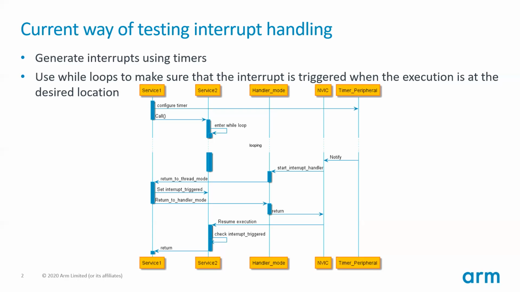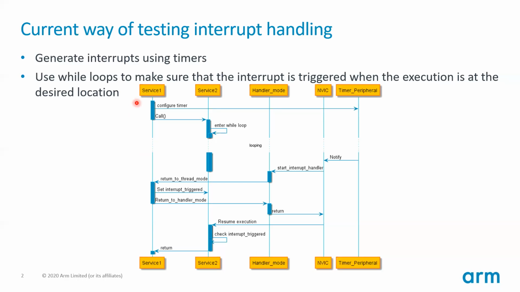The way it goes today is that we use actual timer peripherals to trigger the interrupts, and we want the interrupts to be triggered at a specific location during code execution. So during the test cases, we do busy waits at the points where we want the interrupts to be triggered, because it is very difficult to set up the timers so that they hit exactly at the moment we want. It's probably more straightforward to have a look at the sequence of an actual test case.